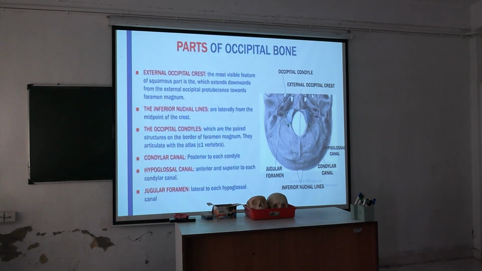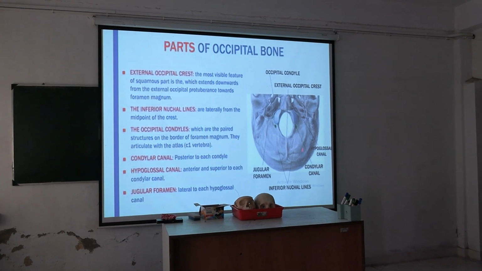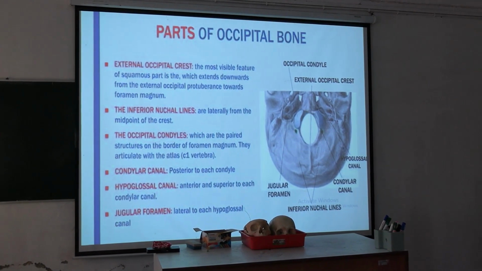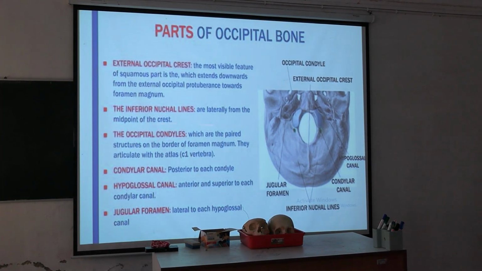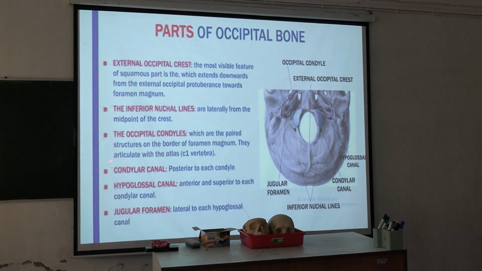Next are the nuchal lines. From the protuberance, on the 2 sides, 2 lines extend. These are the superior nuchal lines. From the middle of the crest, 2 lines extend laterally. These are the inferior nuchal lines. Then the occipital condyles are paired structures on the borders of the foramen magnum, and they articulate with the atlas, or C1 vertebra.